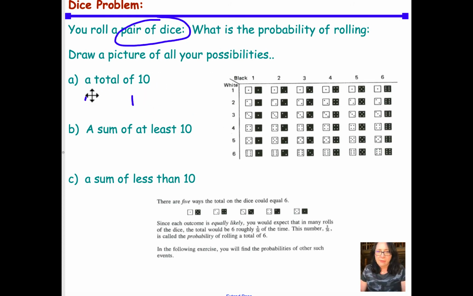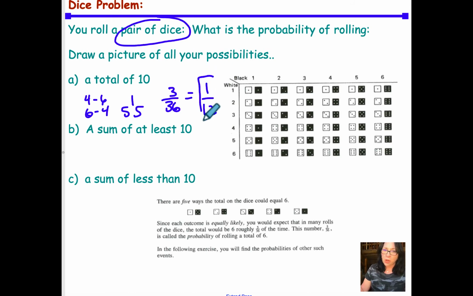I could have a 4 and a 6, right? And I could have a 6 and a 4 combination. So, and that's it actually. I've got a 4 and a 6 and a 6 and a 4, and then I've got the 5 and the 5. And the 4 and the 6, this is a white 4, black 6, or a white 6 and a black 4. So because I can flip the values, that's 3 different options, right? So that's 3 out of 36, which is the probability is going to be 1 out of 12.